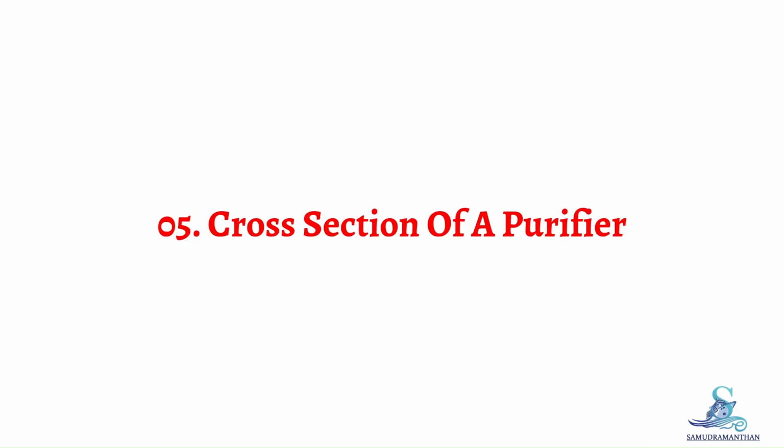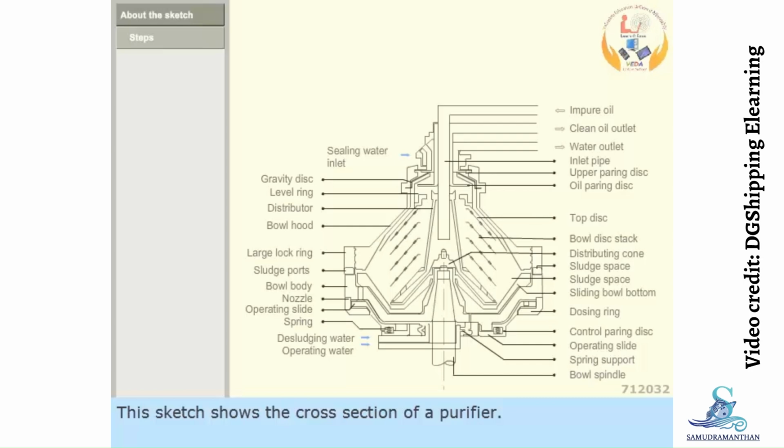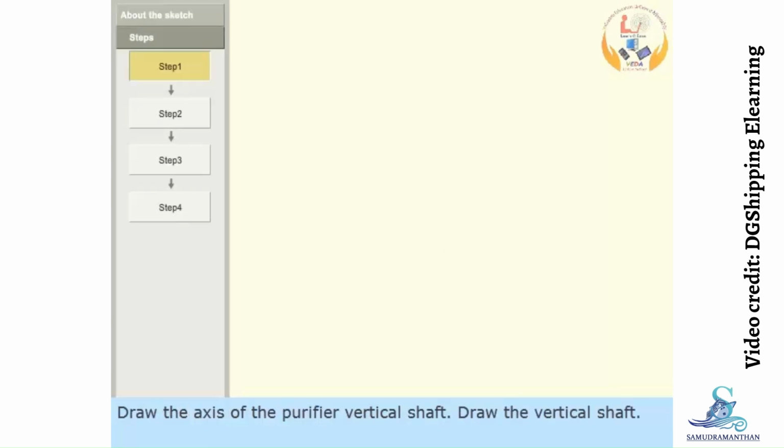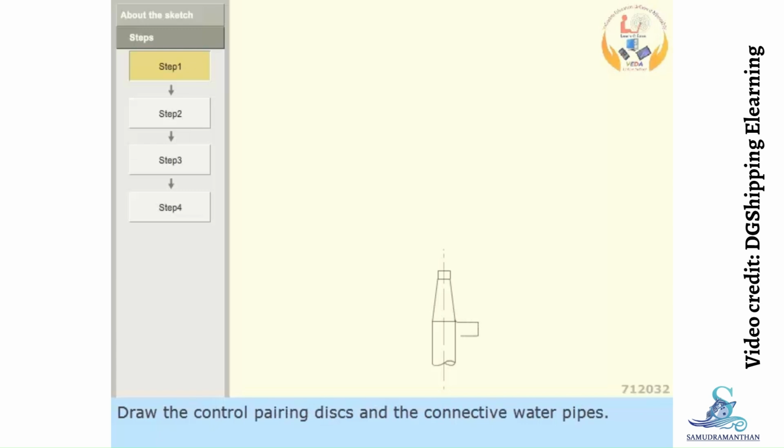Topic 5: Cross-section of a purifier. This sketch shows the cross-section of a purifier. Draw the axis of the purifier vertical shaft. Draw the vertical shaft. Draw the control pairing disc and the connecting water pipes.